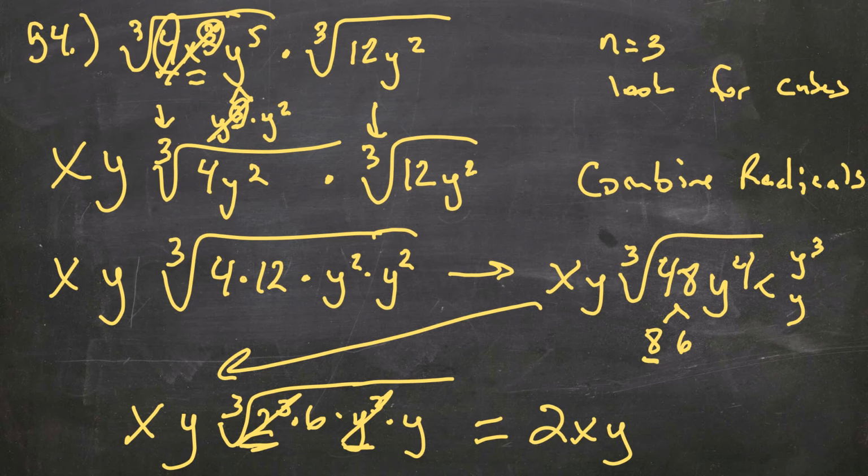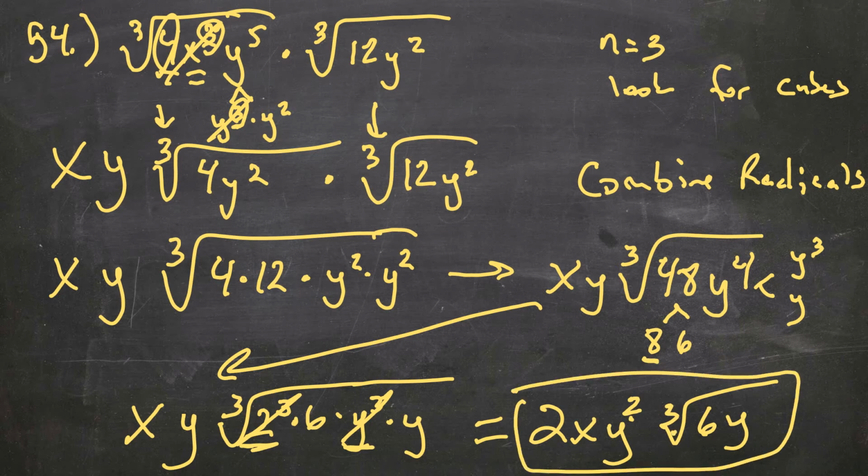So this is my second y that gets to leave, because I already had one outside. That's why it's y squared. And what's left on the inside? 6 and y. Notice I made a noticeable difference between this little 2 with the y and that little 3 with the n. That's your final answer. Okay? And that's it for 54.